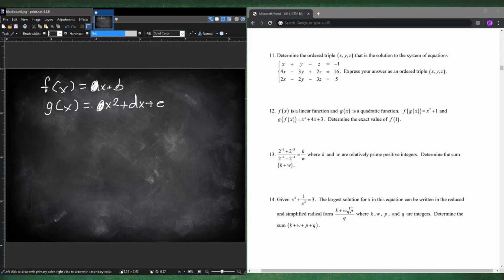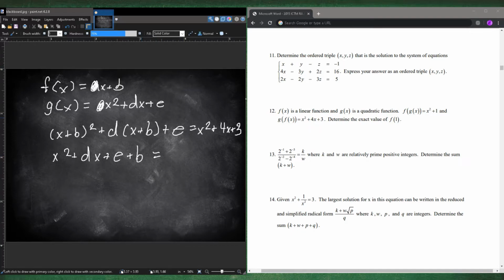So you plug in f of x into g of x, you get x plus b squared plus dx plus b plus e is equal to x squared plus 4x plus 3. And if we plug in g of x into our f of x, that's x squared plus dx plus e plus b, and that is equal to x squared plus 1. Since there's no x term, that means this has to equal 0. So our d has to equal 0.